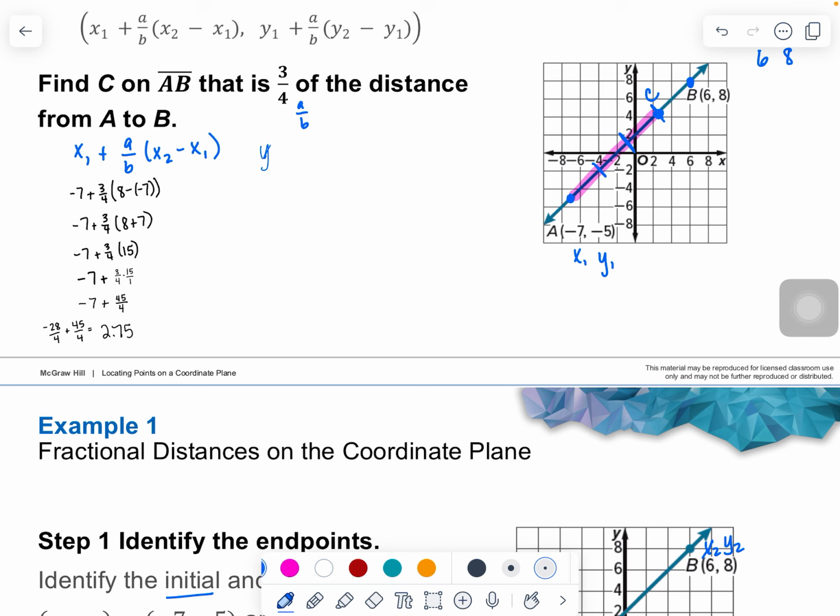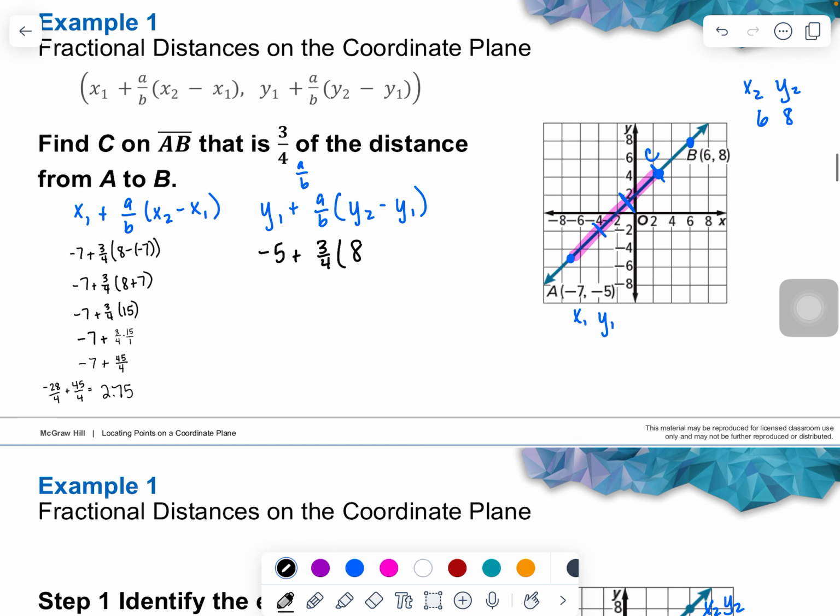Oh, now I'm too skinny. y1 plus a over b, and y2 minus y1. And now we're going to go black, and we start filling that in. So we get -5 plus 3/4, and we're going to go with 8 minus -5.